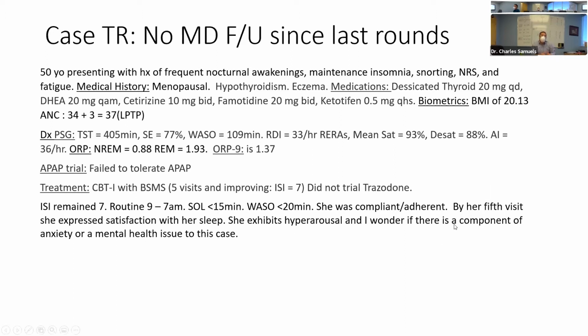She had 5 visits. And over the course of her 5 visits, which would have been over a period of about 3 to 4 months, I'm pretty sure, her ISI remained within a window of about 2 points. So not a clinically significant change from 9 to 7, but an improvement.